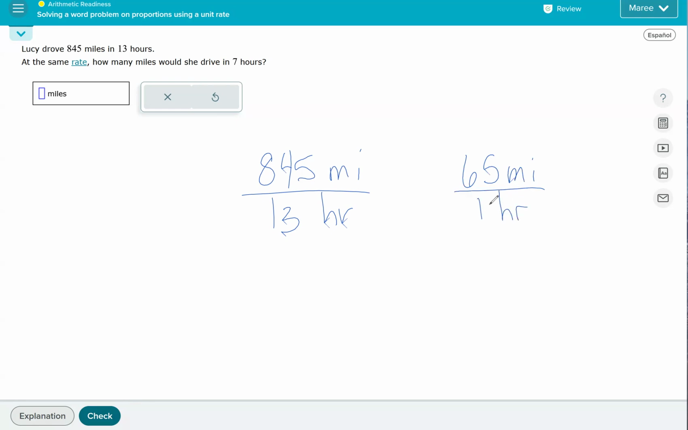And how many miles would she drive in 7 hours? We're saying every hour is 65 miles and there are 7 hours, so we're going to multiply 7 by 65. Let me just double check that. 65 times 7. Check my math. Yeah, 455.